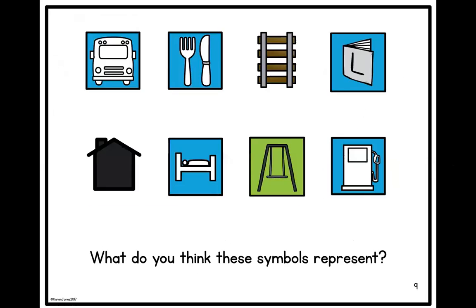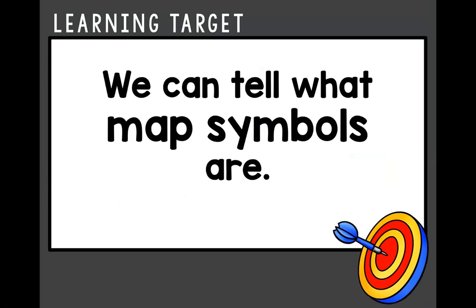Okay, remember, our learning target was we can tell what map symbols are. Can you turn to someone close by and tell them what a map symbol is? That's right, a map symbol is a little picture that represents something else on a map. Well, why are map symbols important? Turn to someone else and tell them why map symbols are important.